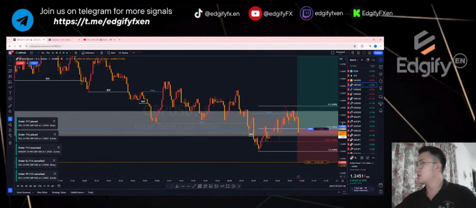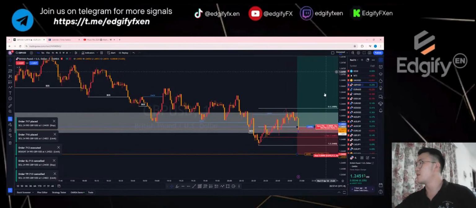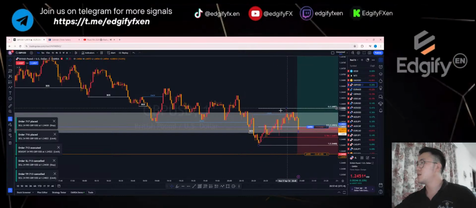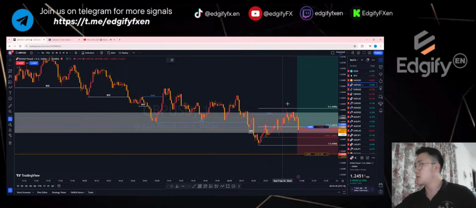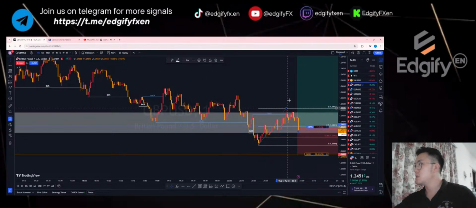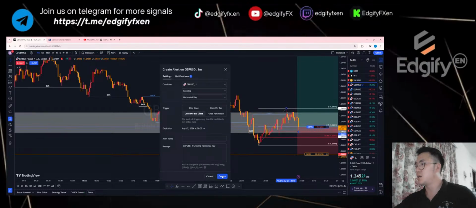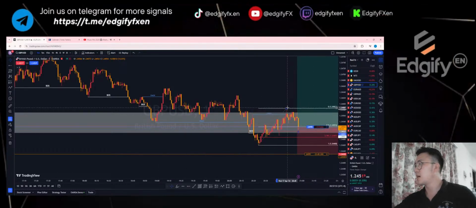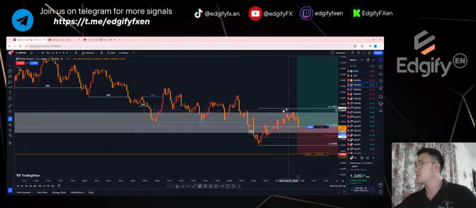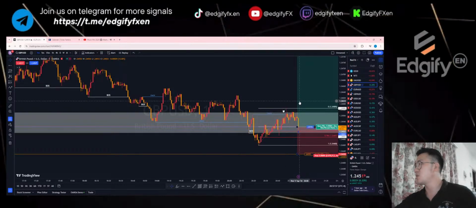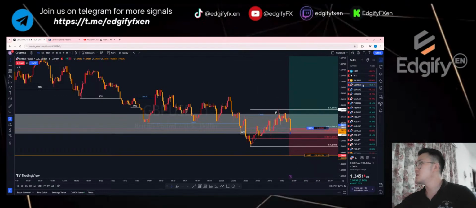Okay, order's been filled. Right now we'll just have to wait for this to run. I'm going to set an alert here. Why am I setting it there? So that I know that the price has broken this high. This alert will indicate when the candle closes above.